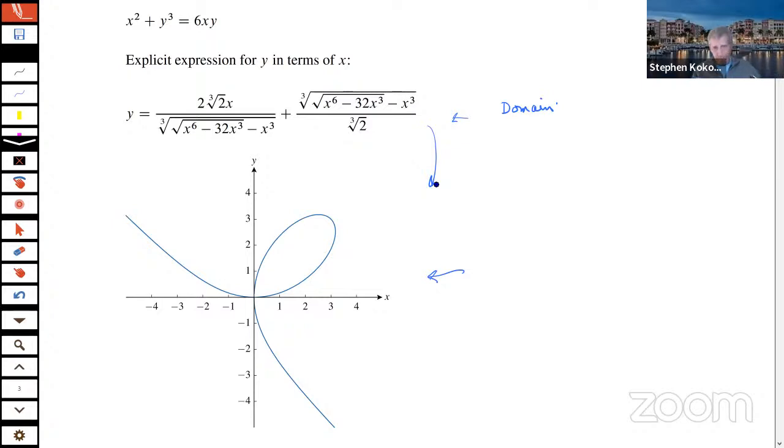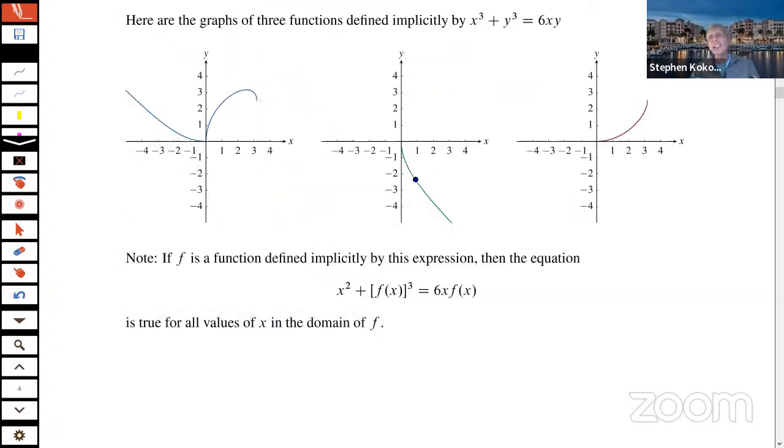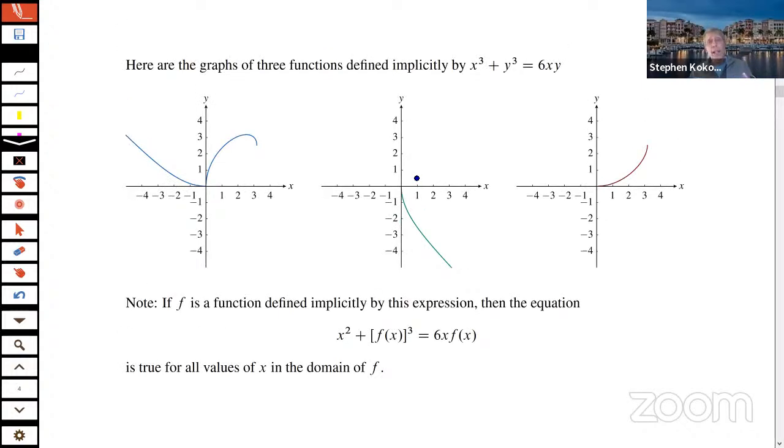Now, here's a way that I can break this folium of Descartes up into 3 separate functions. This is just one way, so that if I put all of those pieces together, I get that graph on the previous page. But here are 3 separate functions sort of defined implicitly by this expression. So this means that if f is a function defined implicitly, then this equation right here has to be true for all values of x in the domain of my function f.